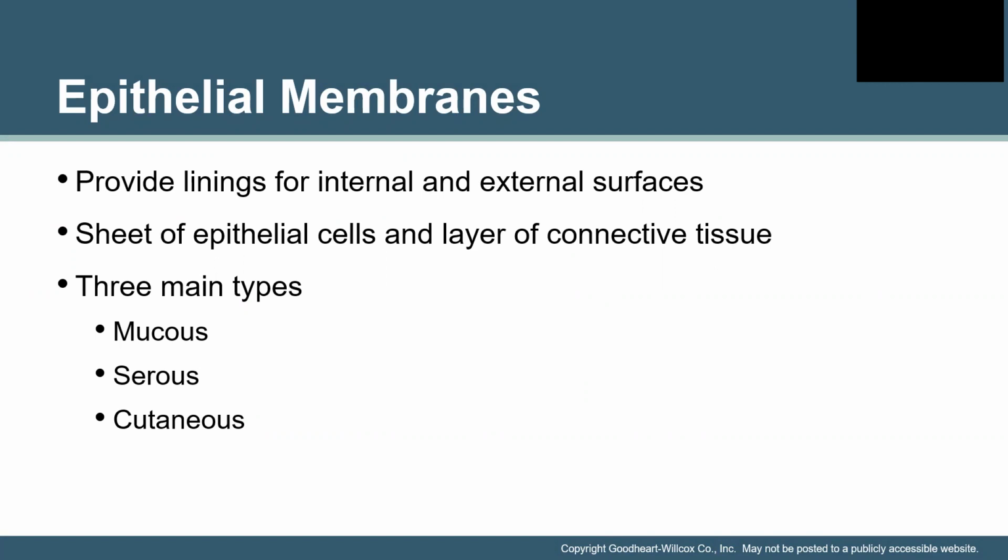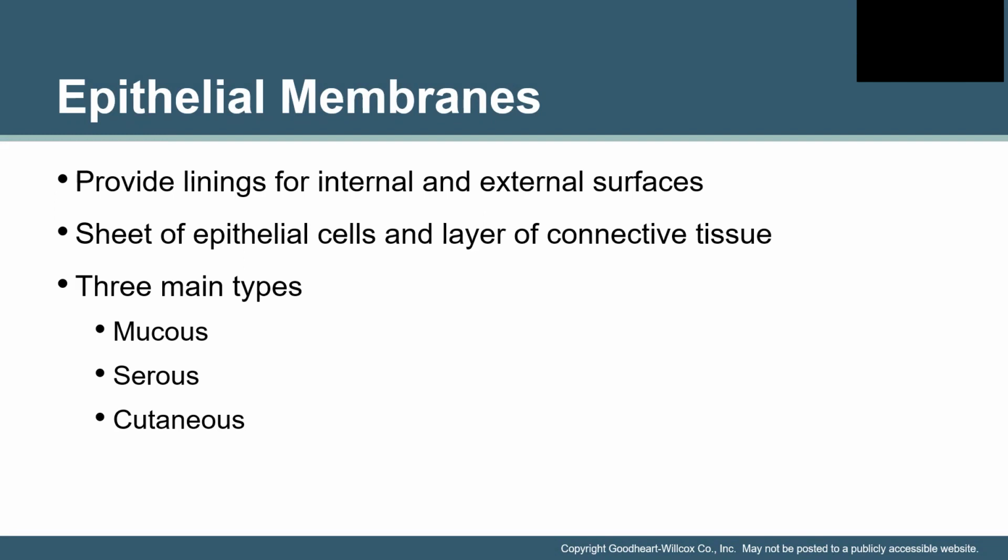Epithelial membranes will provide linings for internal and external surfaces. If you recall in Chapter 3, we went over the different tissue types. Epithelial tissue, meaning that we have a particular type of cell, and we categorize those cells within the epithelial category by their shape and their number of layers. We find this type of tissue on the inner lining of organs as well as the outer covering of organs. So internal and external surfaces, or the lumen or the cavity of an organ, as well as the outer surface of that organ.